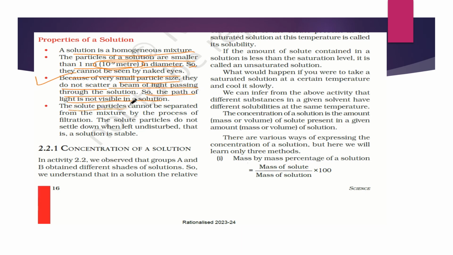The solute particles cannot be separated from the mixture by the process of filtration, and the solute particles do not settle down when left undisturbed. And the solution is always stable. So the main properties: it's a homogeneous mixture, the particle size is very small, and they do not scatter a beam of light passing through a solution. So the path of light is not visible in a solution. Is it clear? I told you to experiment with the beam of light. So just do those experiments. It will be very clear for you all.